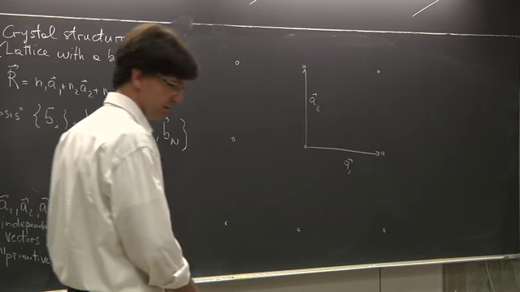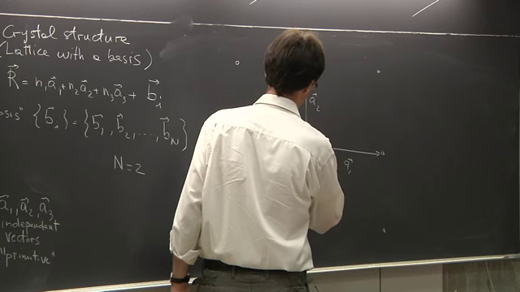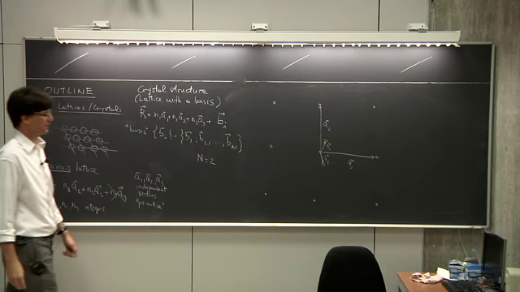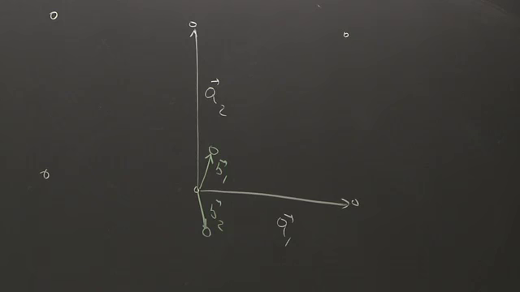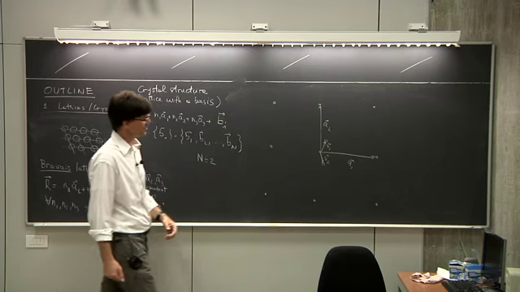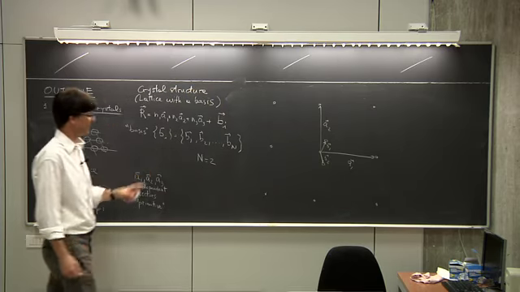And it can be something like this is B1, and this is B2, for example. I made B1 and B2 smaller than A1 and A2, but there's no reason why they should be smaller. Just for the sake of visualization, I'm choosing that B1 and B2 are smaller than A1 and A2 in length. Now, what do I mean by the crystal structure constructed from A1 and A2 as primitive vectors and B1 and B2 as vectors in the basis?